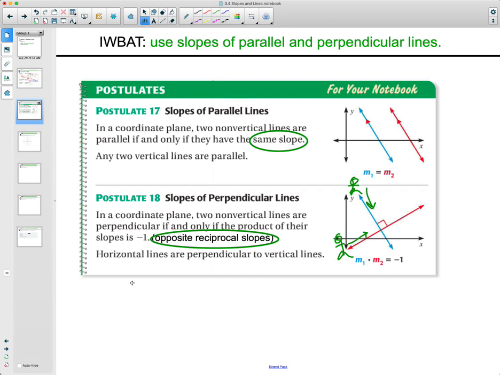So we could have a slope of 2/3 for one of the lines. Then the perpendicular slope is going to be the reciprocal of that and the opposite. So -3/2. Or you could have a -4 slope, and the perpendicular slope to that is going to be the flip. There's a 1 under here, so it's going to be the flip of that and the opposite. So this was negative, so this will be positive.